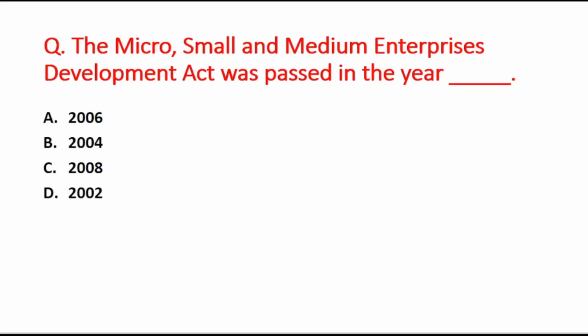Next is, the Micro, Small and Medium Enterprises Development Act was passed in the year blank. A option is 2006, B option is 2004, C option is 2008, and the last option is 2002. The right answer is option A, that is 2006. MSME Act was passed in the year 2006.